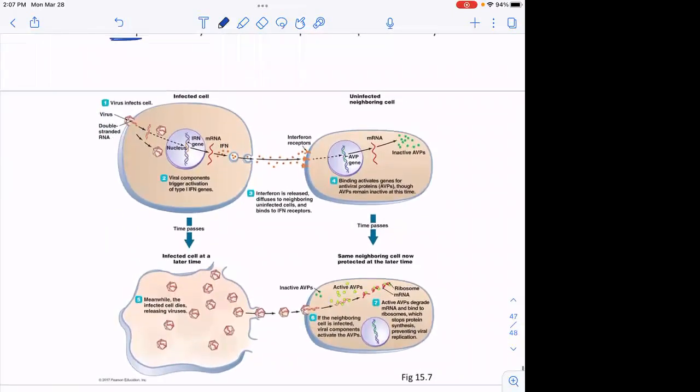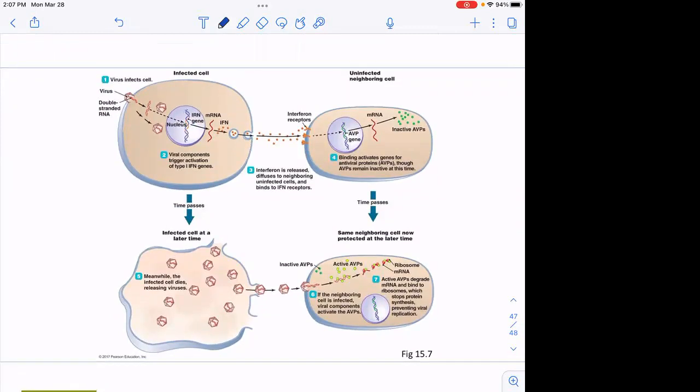Your book has a nice graphic to basically understand what's going on here. So say you have one of our cells that becomes infected with a virus, okay? And remember what viruses do, they take over the host cell, they start making their own nucleic acid, they take over the ribosomes, make their own proteins. But when one of our infected cells senses that it's infected with a virus, it will start translating interferon alpha and beta, and primarily what that interferon does is it's secreted and acts on neighboring cells.